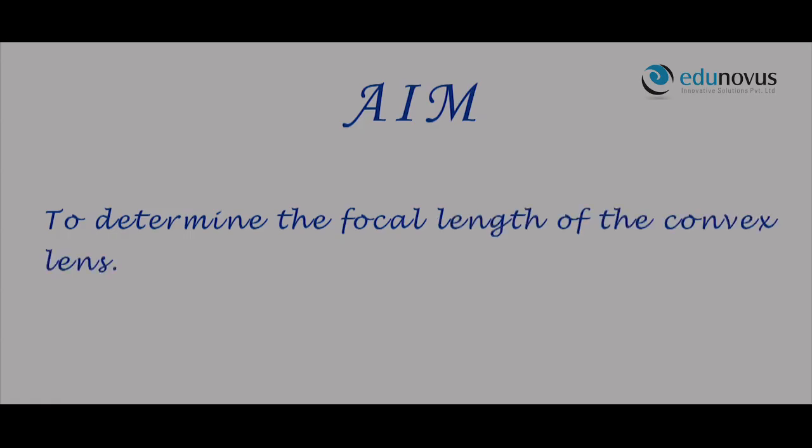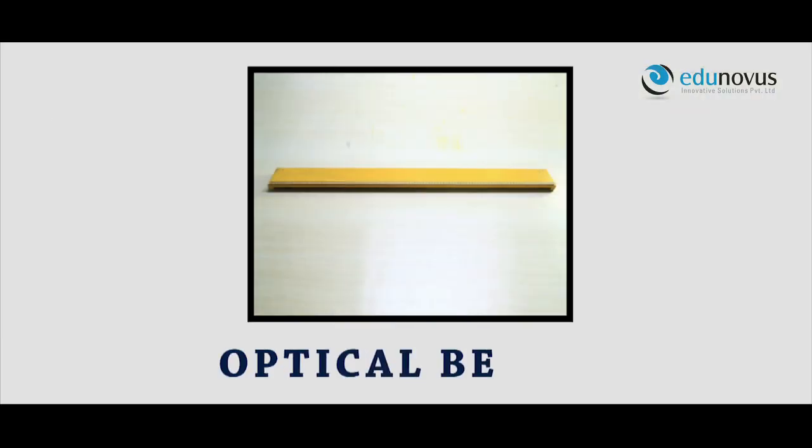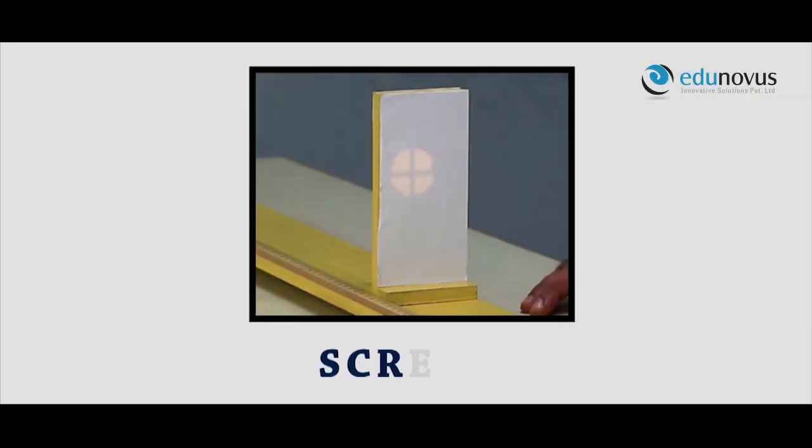Aim: to determine the focal length of a convex lens. Apparatus: convex lens, optical bench, object, lens stand and screen.